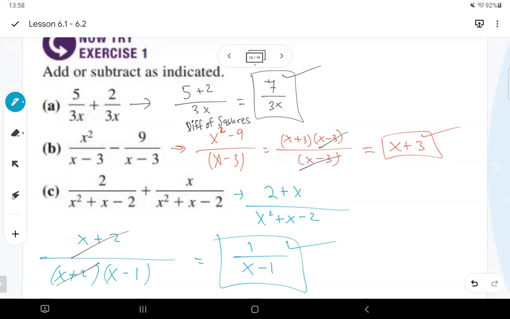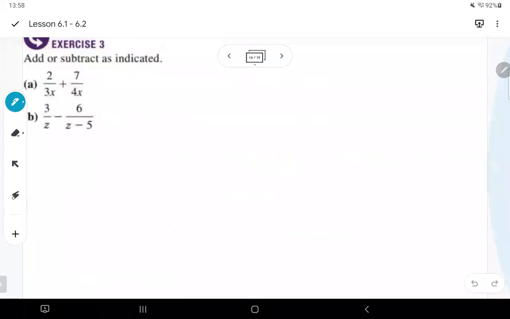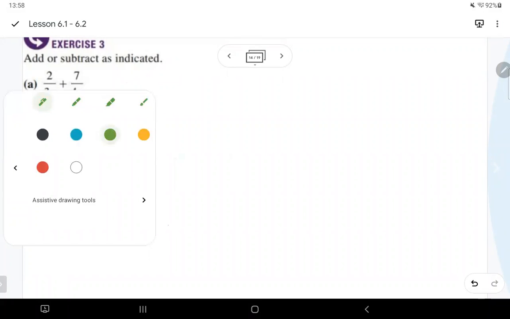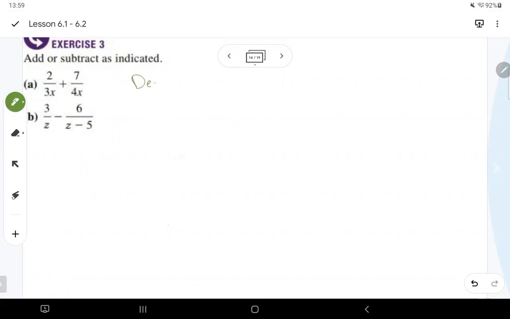The next set of examples that we're going to work on have, as you can see, different denominators. So the first denominator is 3x, and the second denominator is 4x. So if you list all the denominators out, or all the pieces, it's kind of like you have a 3, a 4, and an x, and the x is shared.